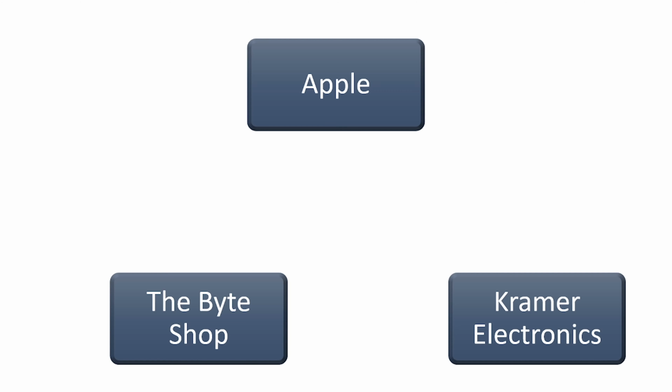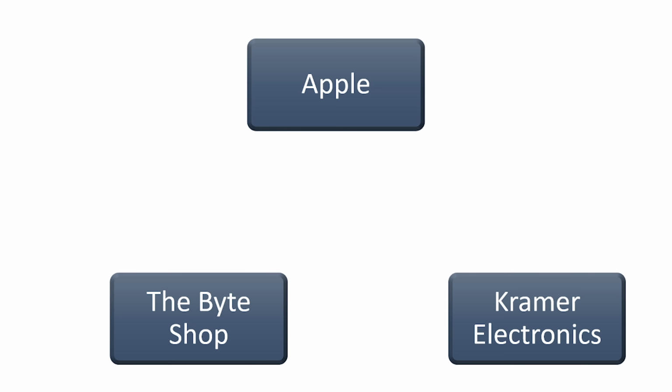Jobs then built and sold 50 Apple I's to the Byte Shop, who paid Steve Jobs upon delivery. Jobs was then able to repay Kramer within 30 days, enough money for a celebration, and to place the next order with Kramer Electronics. So we've got three parties to the transaction: Apple, Kramer Electronics and the Byte Shop.